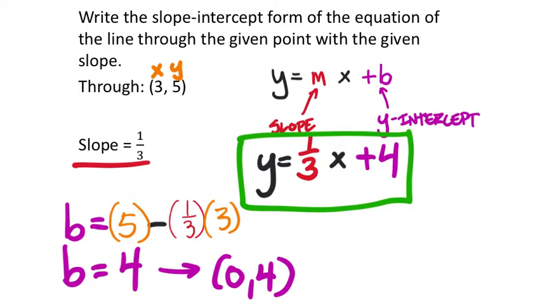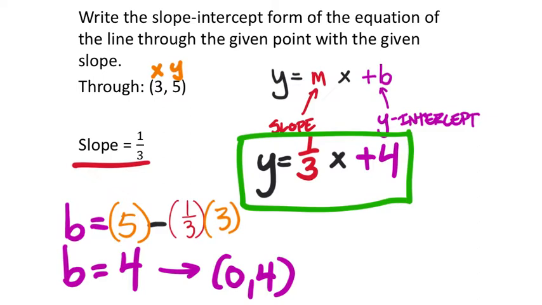So now that we have the equation, though, just so you understand what is happening here, it says that the line goes through this point, right? That means that if you replace x with 3 and y with 5, you will get a true statement. Remember, all ordered pairs that the line goes through make the original equation a true statement. So 1/3 times 3 is 1, 1 plus 4 is 5. See how that makes that true, okay?